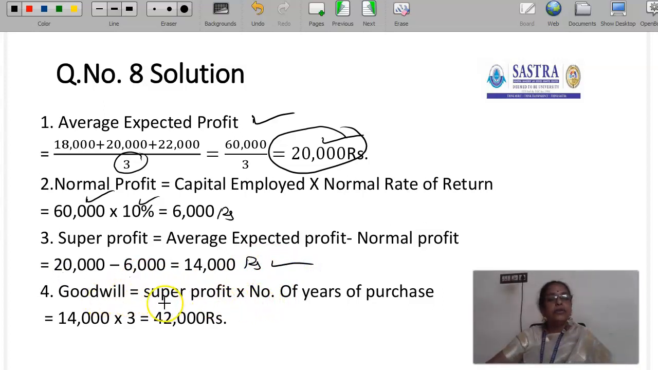Goodwill is equal to super profit into number of years of purchase. 14,000 into 3, number of years of purchase is given as 3. So 14,000 into 3, 42,000 rupees. Under the super profit method, the value of goodwill is 42,000 rupees.